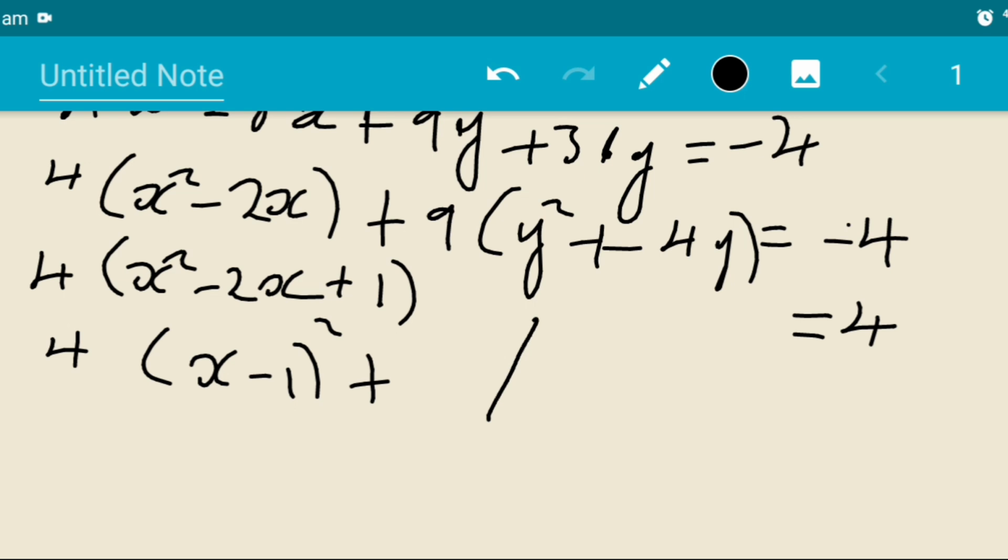Now let's move on to y. Okay, let's use the completing the square method, which is what we've done on x. So looking at this equation right here, we've already factored out the 9. Okay, then what we're going to do is rewrite everything.